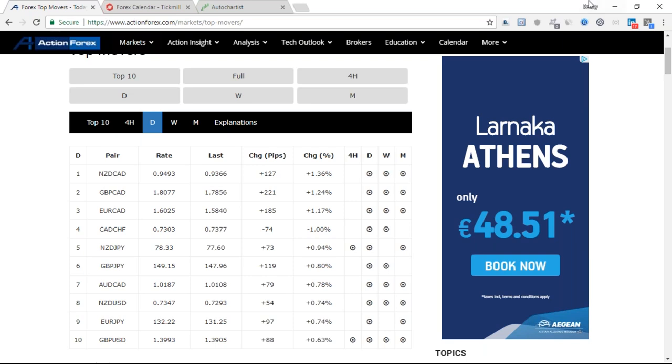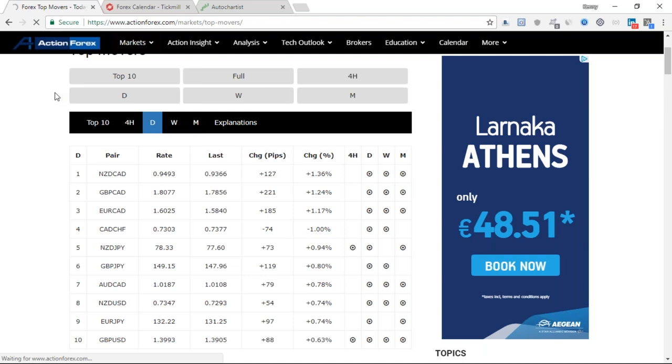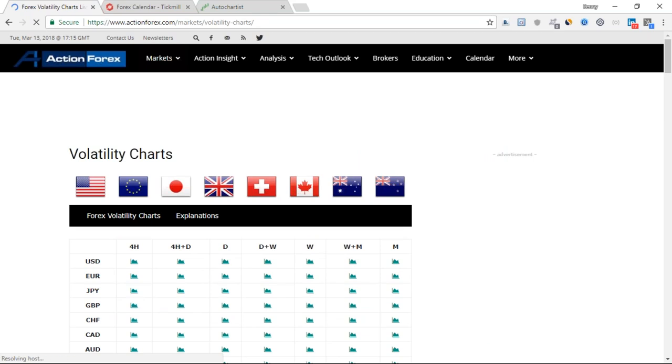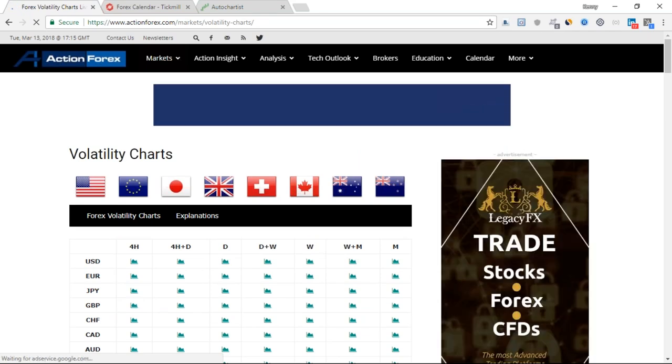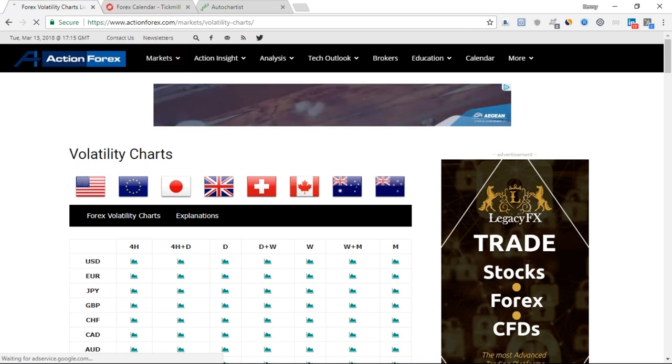So that's basically it. Once you've gone onto the markets and done your top 10, your top movers, all you need to do now is go into the volatility chart. Now, volatility is when things are moving crazily, to put it in simple terms. When you've got volatility, you've also got opportunities, but with the opportunities comes risk as well. So it's really important for you to measure the market properly with tools that I use practically to measure the market, cut your risk, and increase your probability.